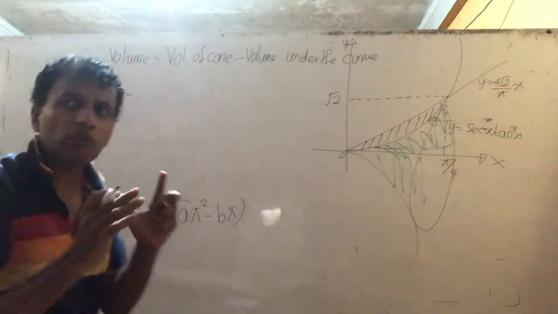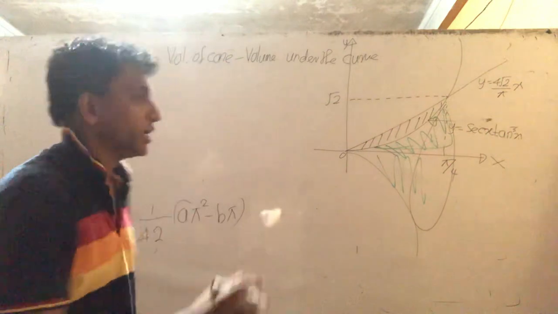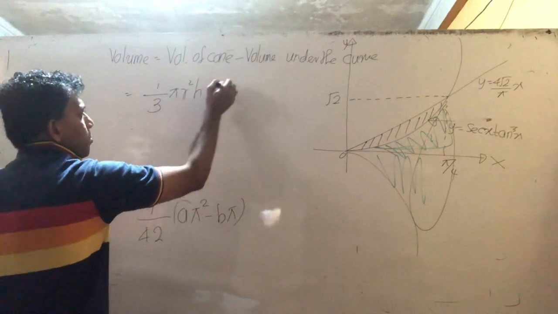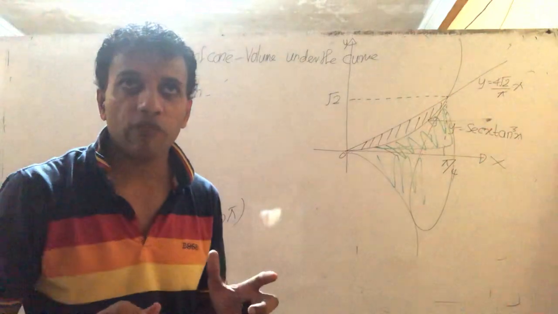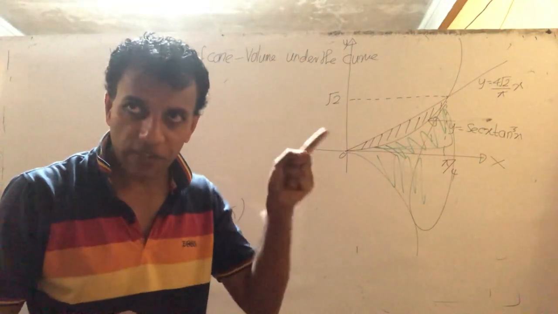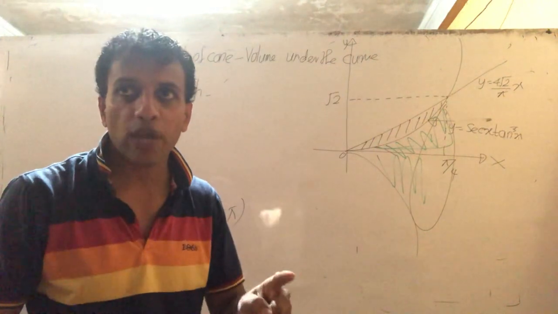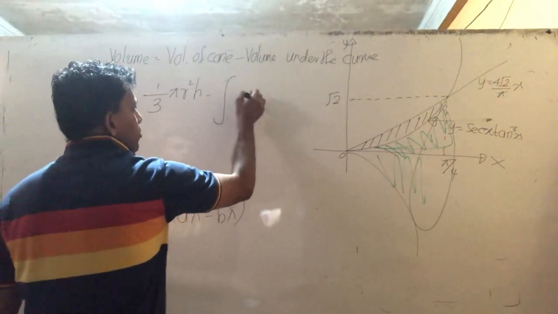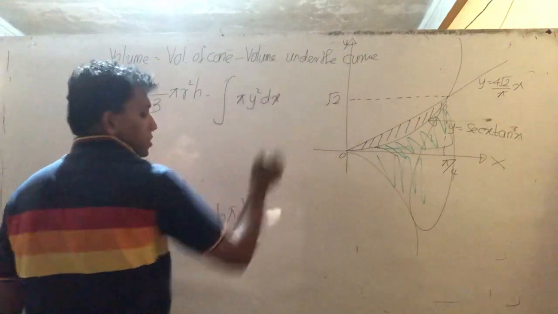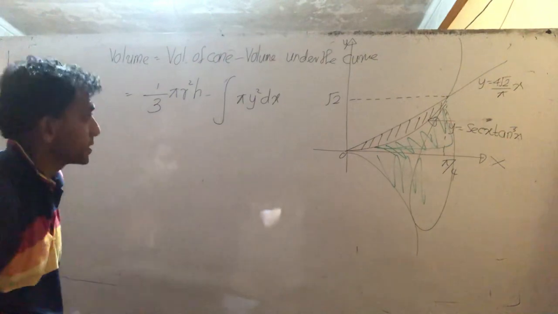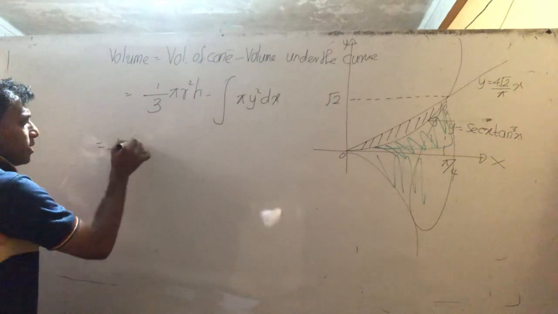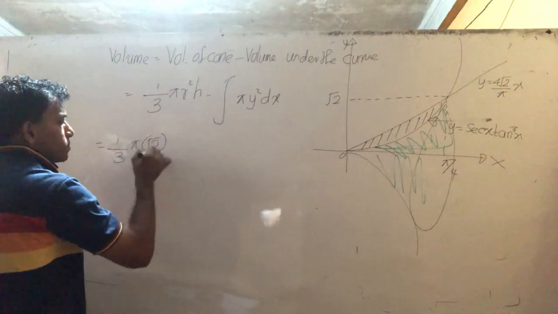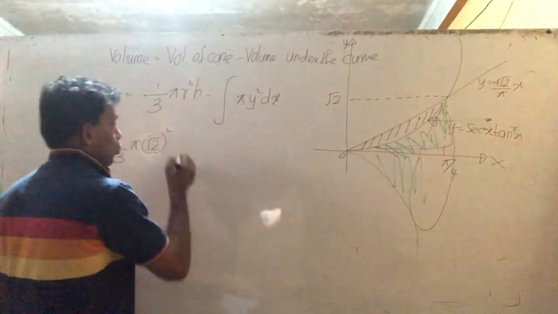So generally, what is the volume of a cone? 1/3 pi r square height. 1/3 pi radius square height, minus the volume under the curve. How do we find it? I worked it in the previous model also: pi y square dx about the x-axis, integral pi y square dx. Okay, now we substitute and see the answer. 1/3 pi, what is the radius of the cone? Square root 2, right? Square root 2 squared. The height of the cone is pi by 4.